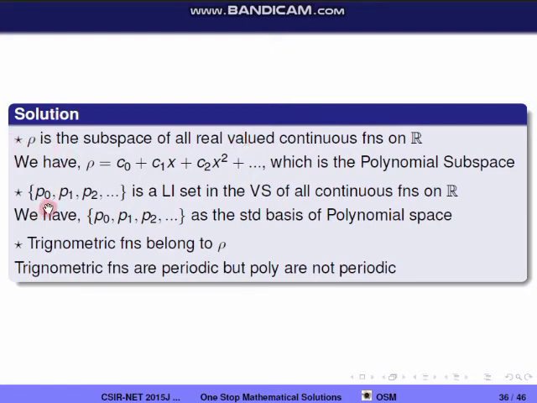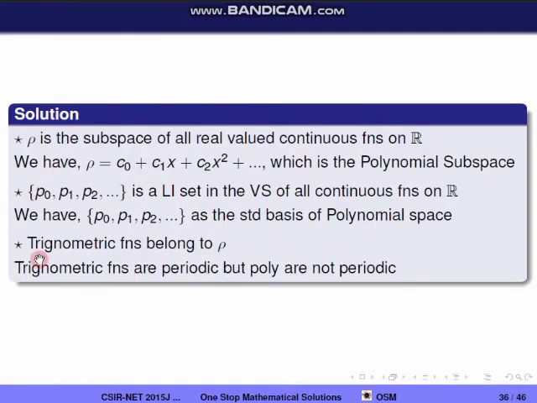Set of all p0, p1, p2, etc. is a linearly independent set in the vector space of all continuous functions on R. We have the set of p0, p1, p2 as a standard basis of polynomial space. Therefore, p0, p1, p2, etc. is a linearly independent set of polynomial space. So option 3 is also correct.